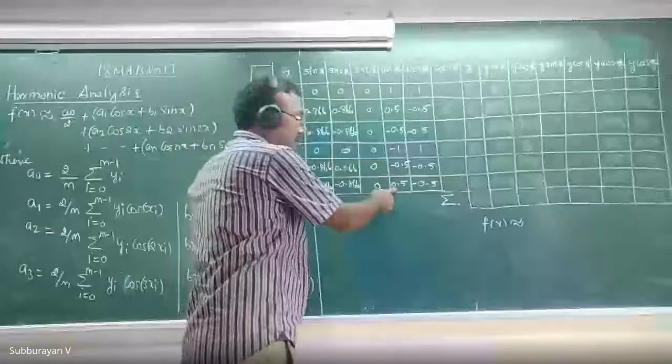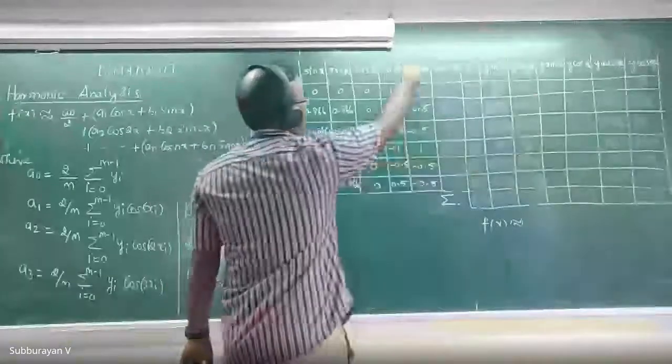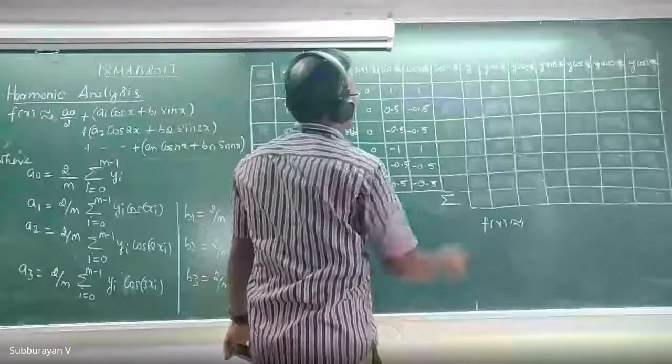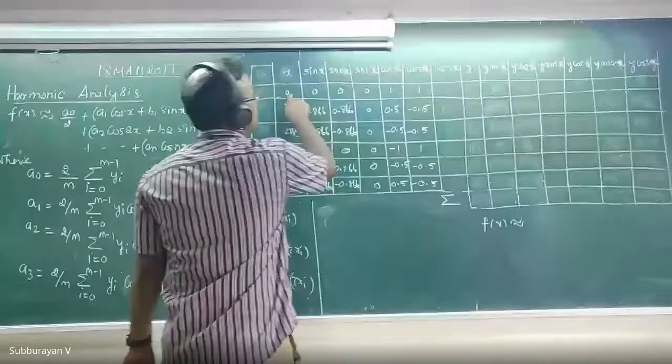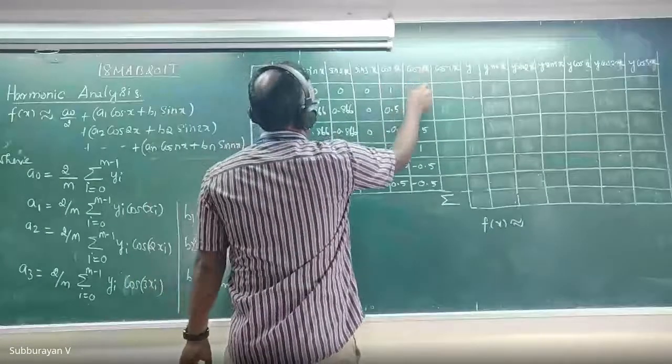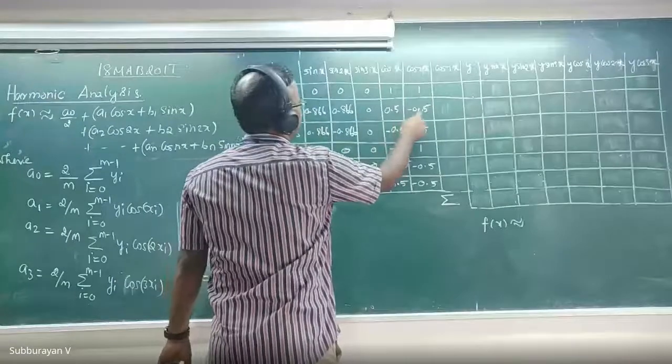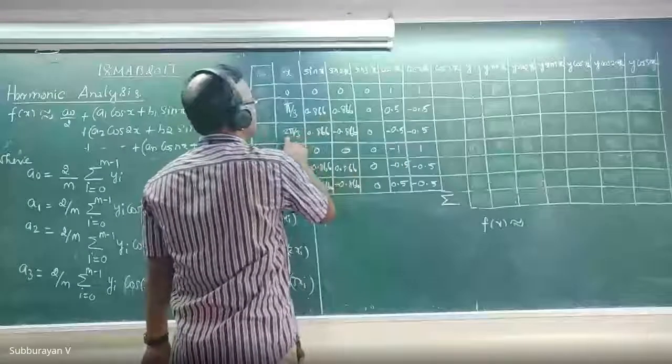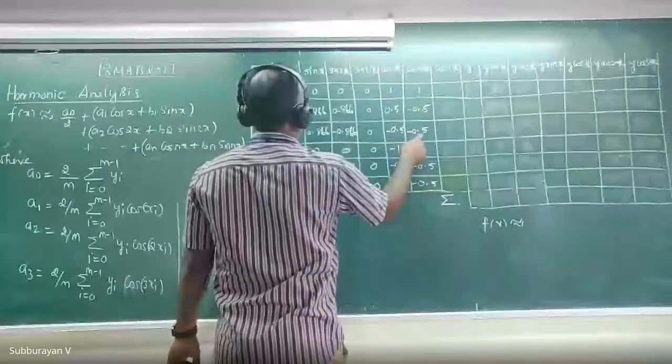Similarly, now come to the cos 2x column. Here cos 2 into 0 is 1. Cos 2 pi by 3 is minus 0.5. And cos 4 pi by 3 is minus 0.5.